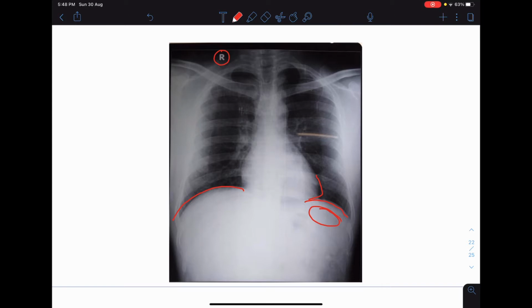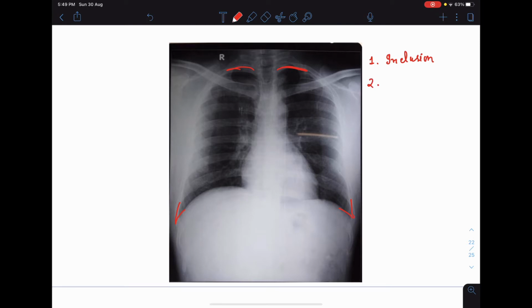Now, there are few important technical things that we should know while reading a chest x-ray. Okay, first of all, we should know the proper inclusion. By inclusion I mean when the chest x-ray is being taken, we should make sure that the film should include both the apical areas and the costophrenic angles.